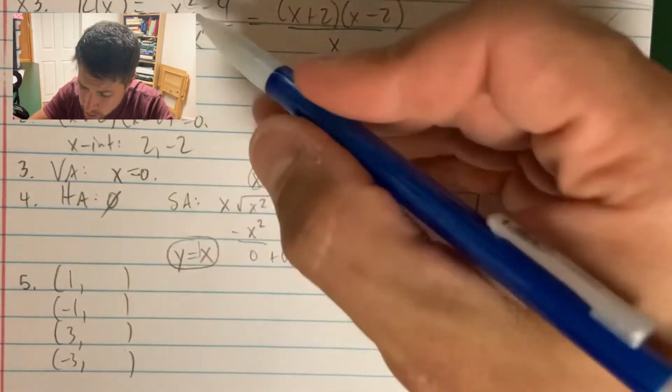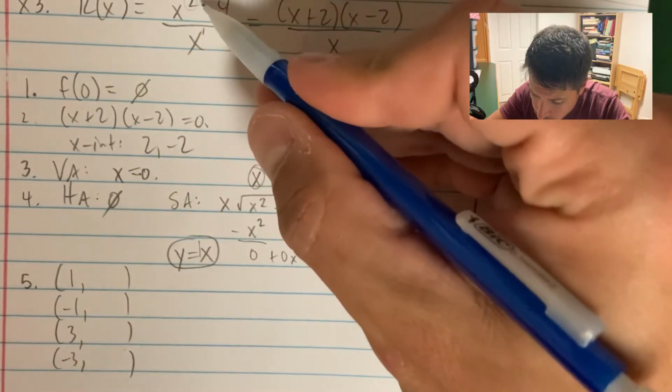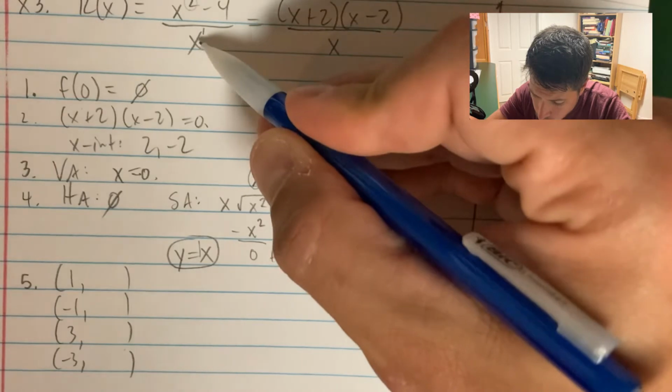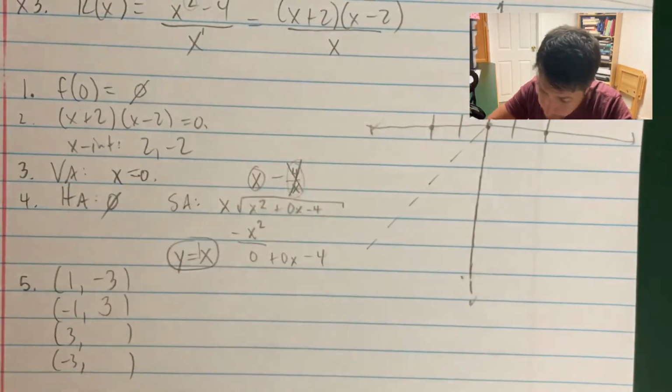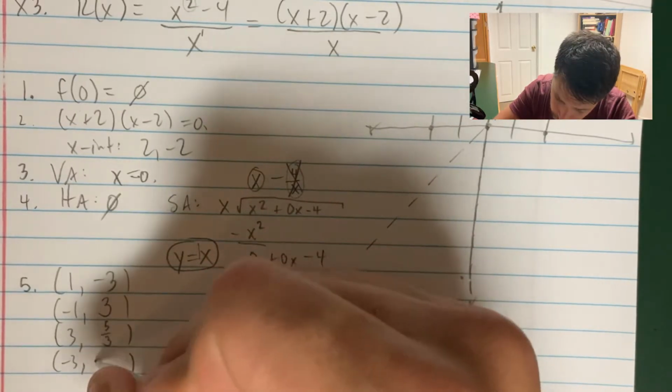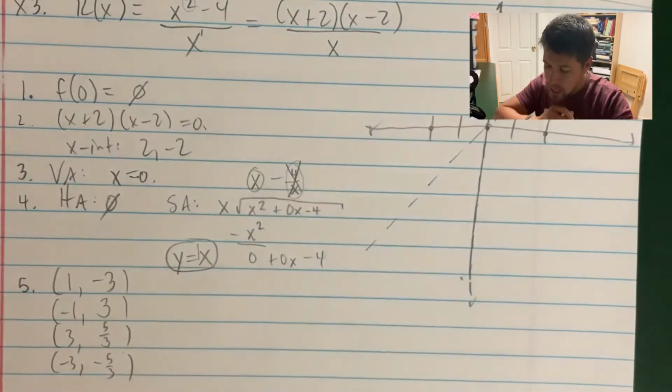If I take 1 and plug it in, this is going to be 1 squared minus 4 divided by 1. So we can call that -3. For -1, it is +3. For 3, let's call that 5/3. And -3 is going to be -5/3. I think these points will be very useful for us.